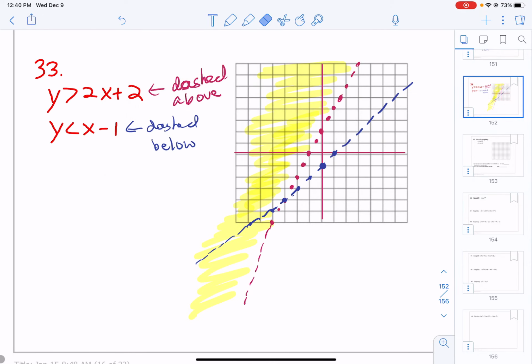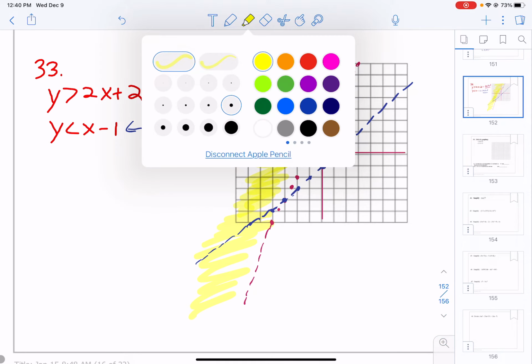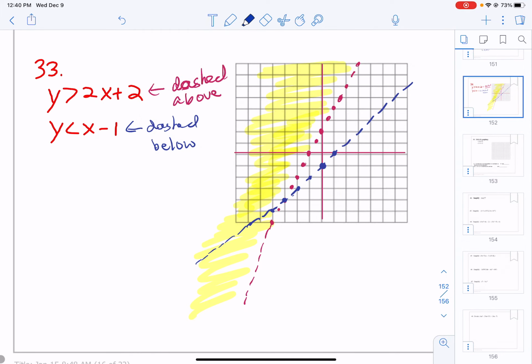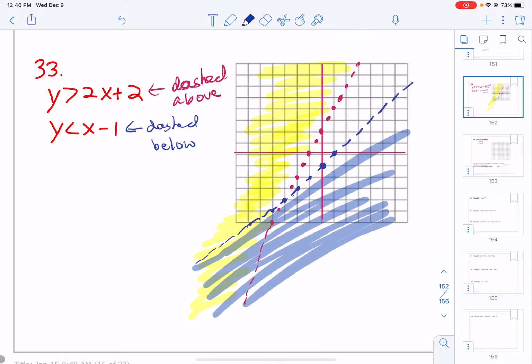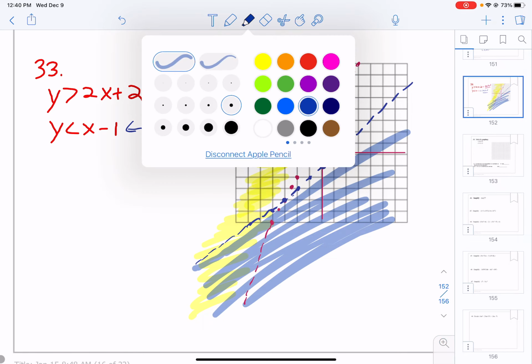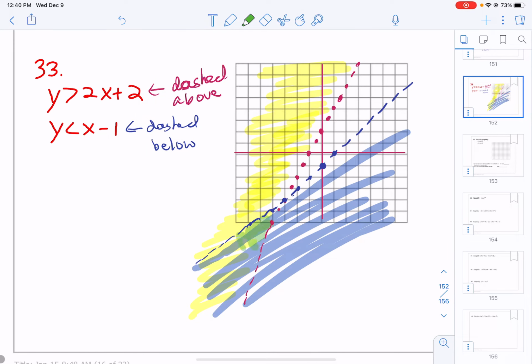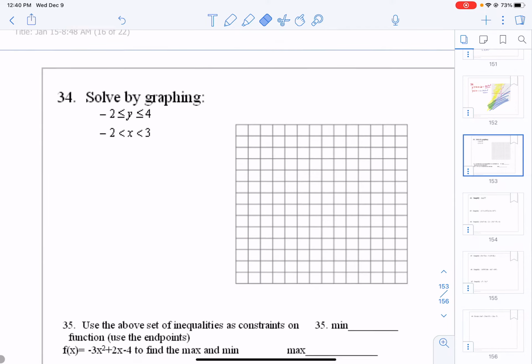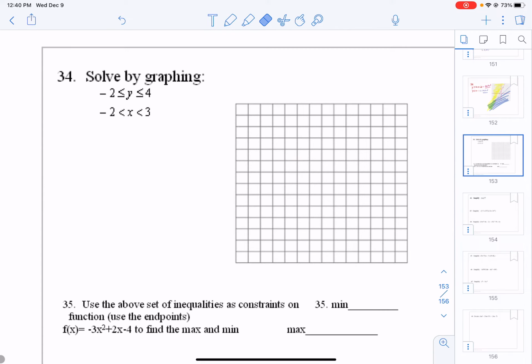Now my blue line, if I shade, would be below the line, which is under here. So they overlap in this area right here. So that little wedge is our answer. Okay, so there's 33. Sorry, I kind of went off the graph paper a little bit. Let's take a look at 34.